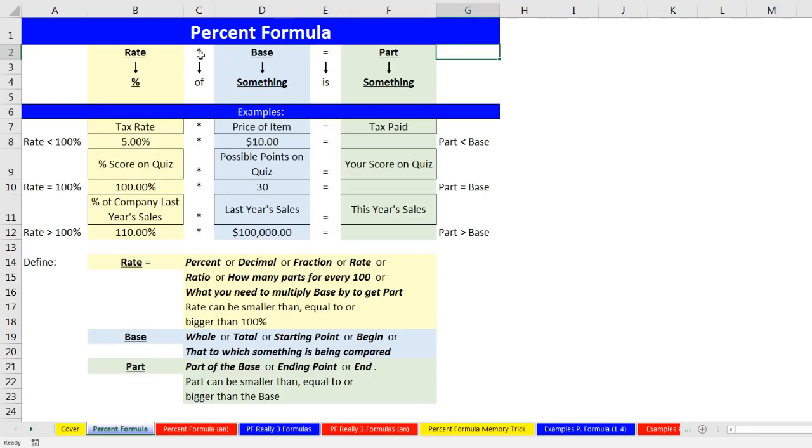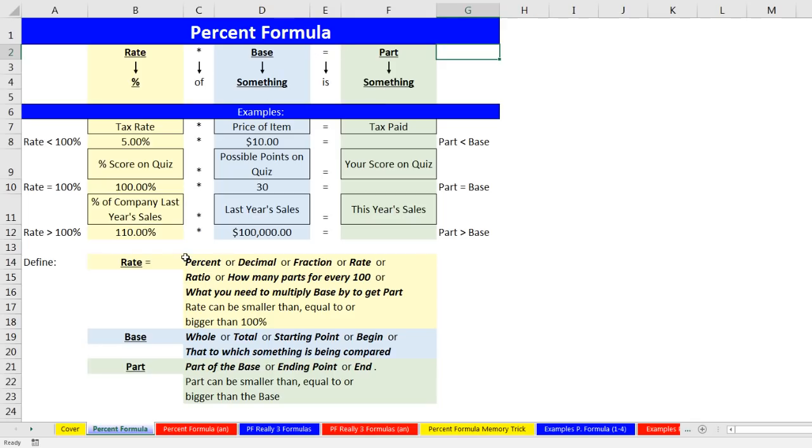Now when we see rate times base equals part, oftentimes you have a written statement that you have to interpret. The rate is usually a percent. Multiplication is usually represented by "of." Base, well, that's usually something like the price you paid or the total points possible on a quiz or a test. The equal sign oftentimes is communicated with "is," but could be "are" or "were" also. And then the part is usually some resultant something, some part of the base.